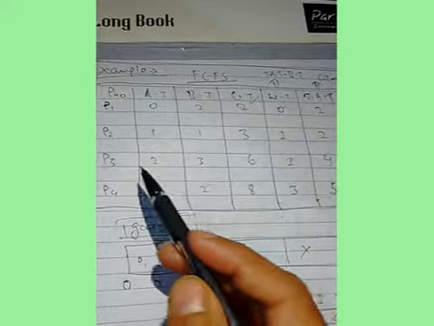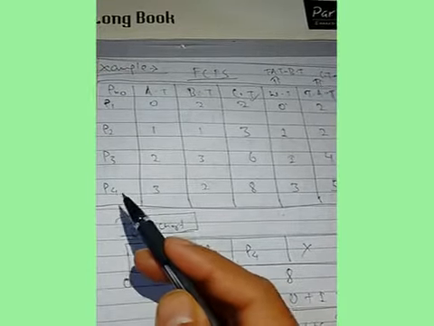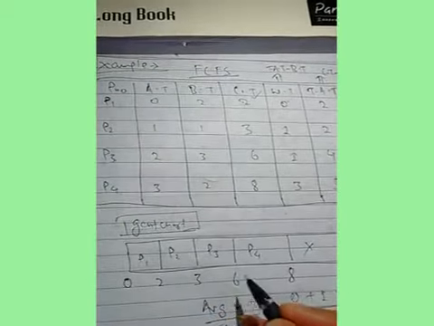It will be for 1. So 2 plus 1 is 3. Now for P3, for how many seconds? It's 3 seconds. So 3 plus 3 is 6. Now P4, for how many seconds will it get executed? For 2 seconds. So 6 plus 2 is 8.